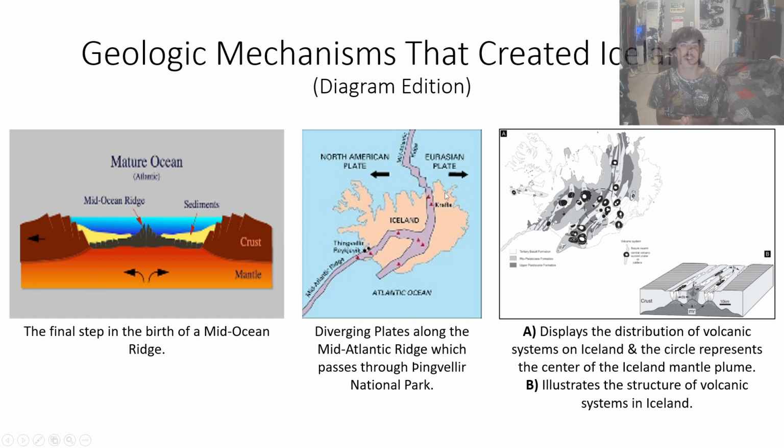So now we're going to look at some of the diverging plate activity from the North American and the Eurasian plate that formed Iceland. We can see their movement, which way the North American plate is moving, which way the Eurasian plate is moving, which is very nice. We can see that mid-Atlantic ridge that's cutting through Iceland right there.